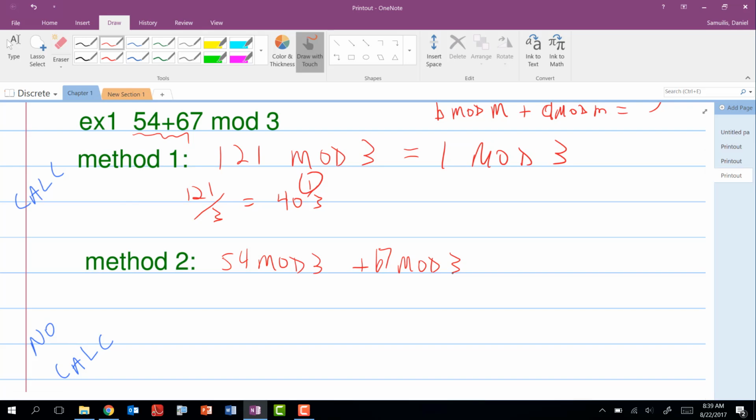So 54, what's 5 plus 4, everybody? 9. Does 3 go into 9? So 3 goes into 54 18 times. But mod means remainder. So the remainder of this is 0 mod 3. Plus, so you're replacing that with the smallest number that shares the same remainder as 54 when divided by 3.